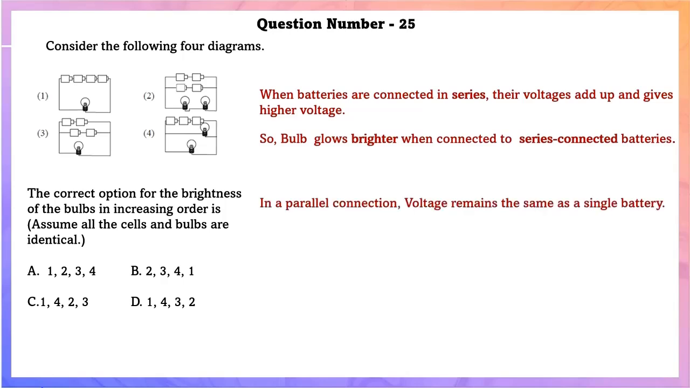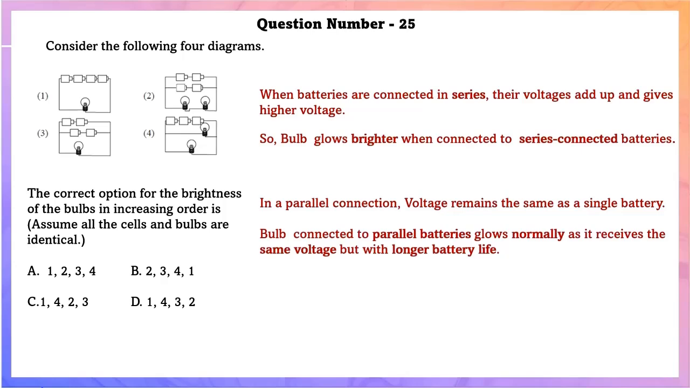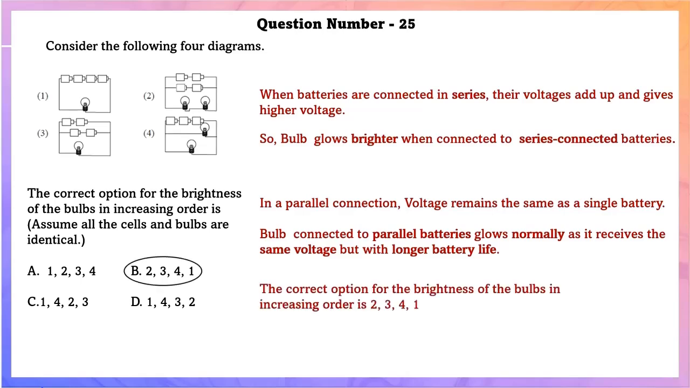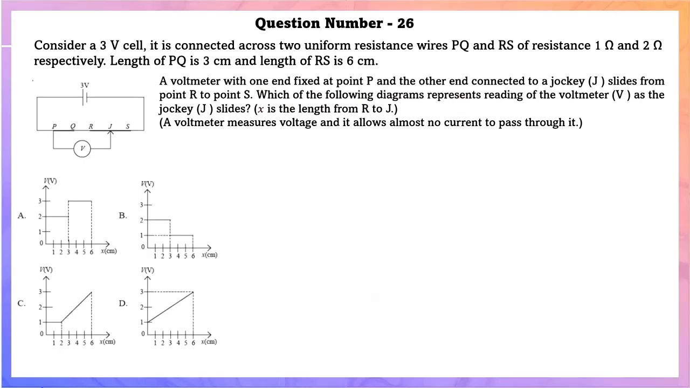In a parallel connection, voltage remains the same as a single battery. A bulb connected to the parallel batteries glows normally as it receives the same voltage, but with longer battery life. The correct option for the brightness of the bulbs in increasing order is 2, 3, 4, 1. That is the B option.